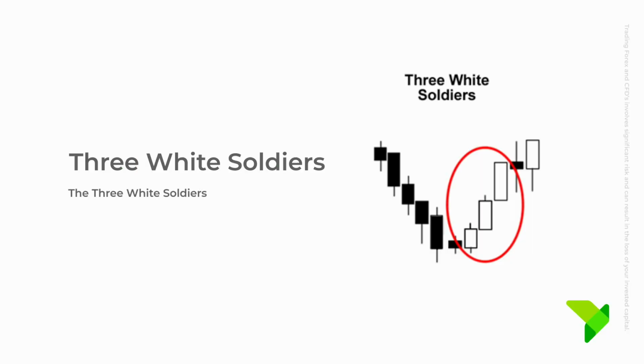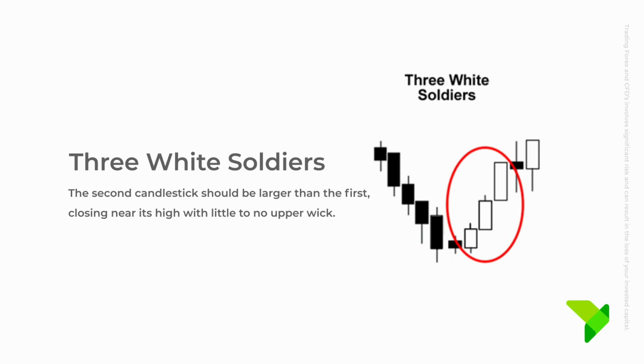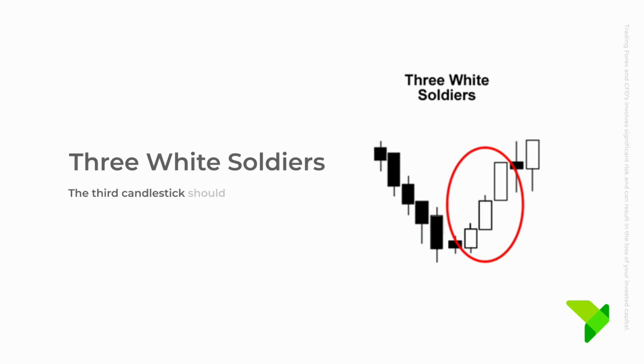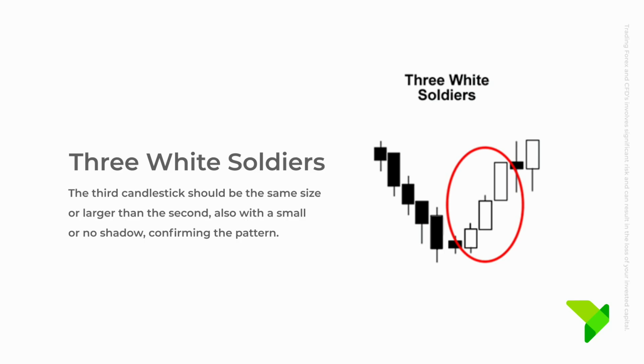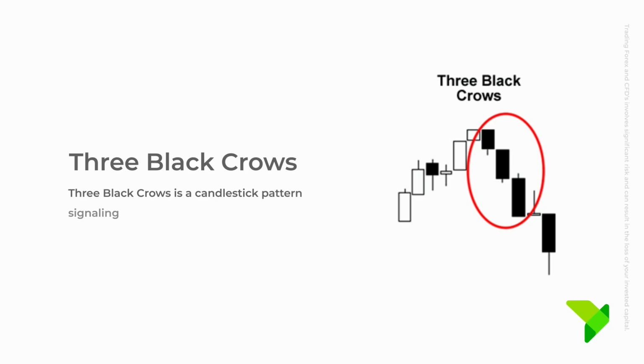The 3 white soldiers pattern marks the end of a downtrend or consolidation phase. The first candlestick signals the reversal. The second candlestick should be larger than the first, closing near its high with little to no upper wick. The third candlestick should be the same size or larger than the second, also with a small or no shadow, confirming the pattern.